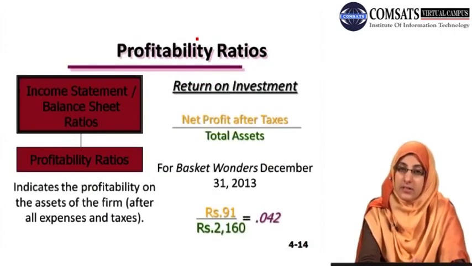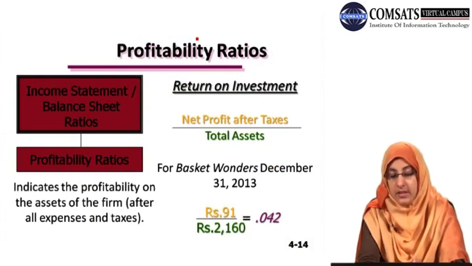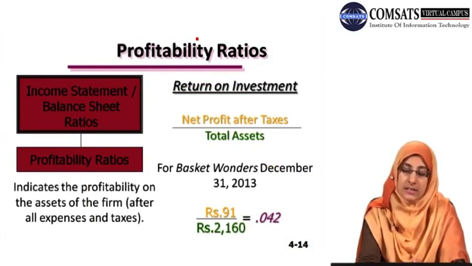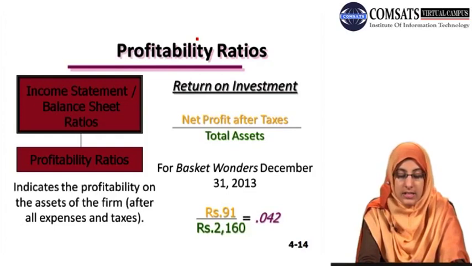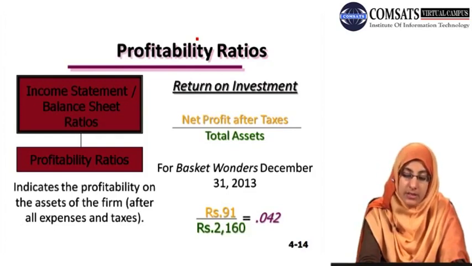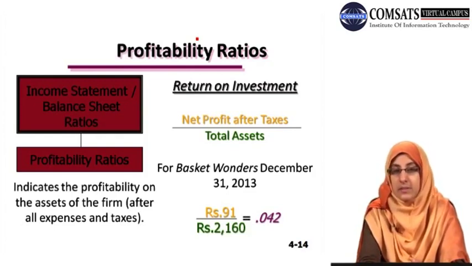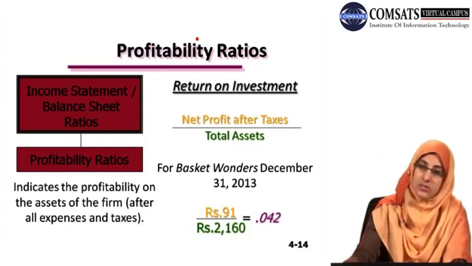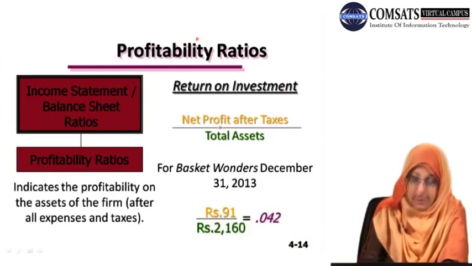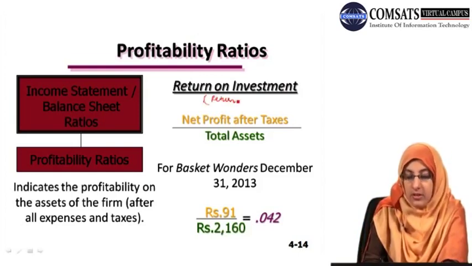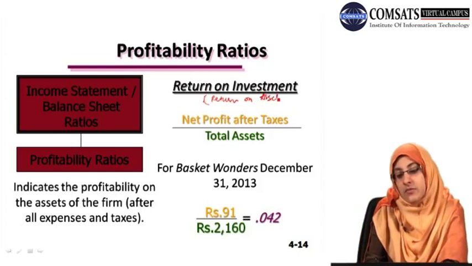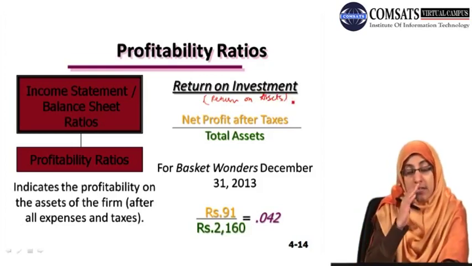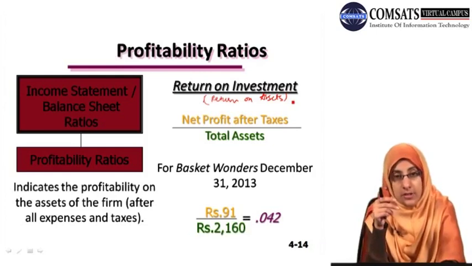Now after that, we have another ratio called return on investment. Return on investment is one of the ratios which indicates the profitability on the assets of the firm after all expenses and taxes. We consider how much is left after paying off all the taxes. Return on investment is also known as return on assets, and return on assets is one of the very important and most used ratios for finding out the profitability of the firm.